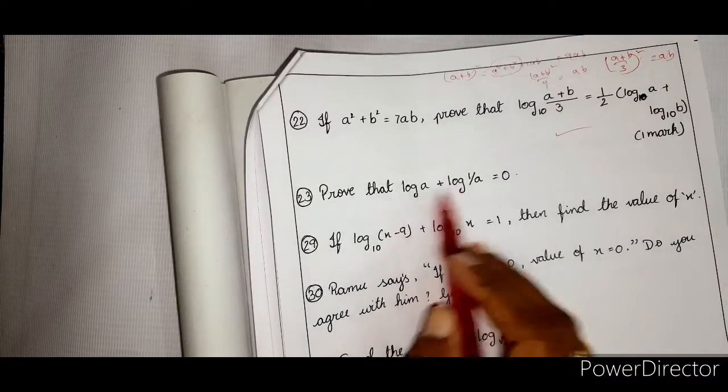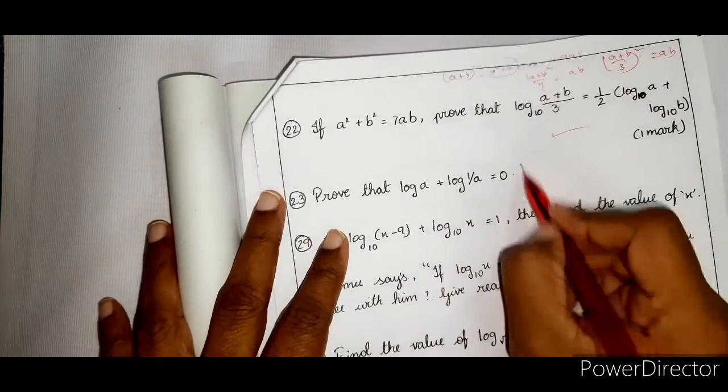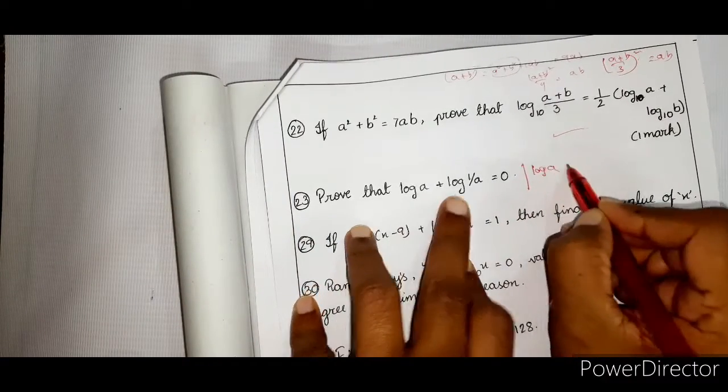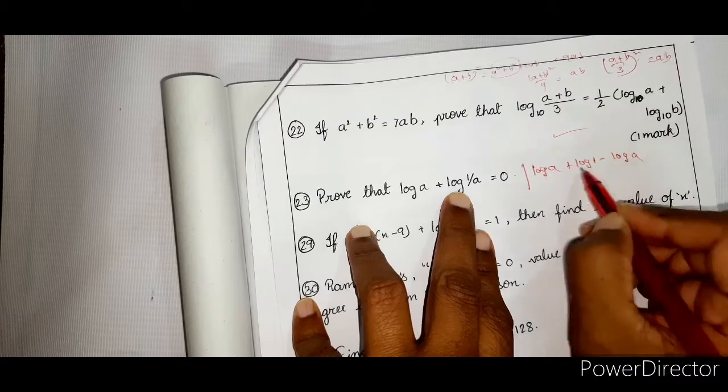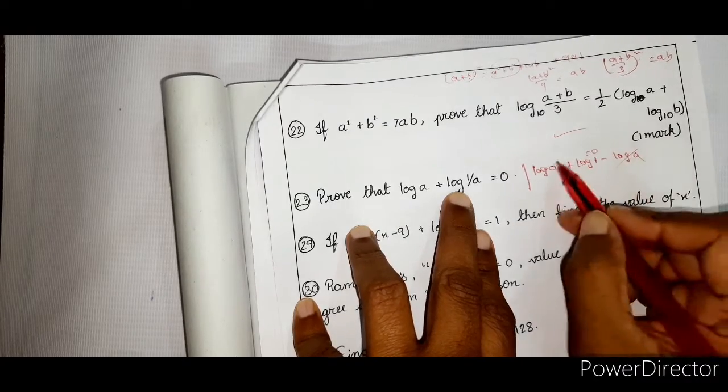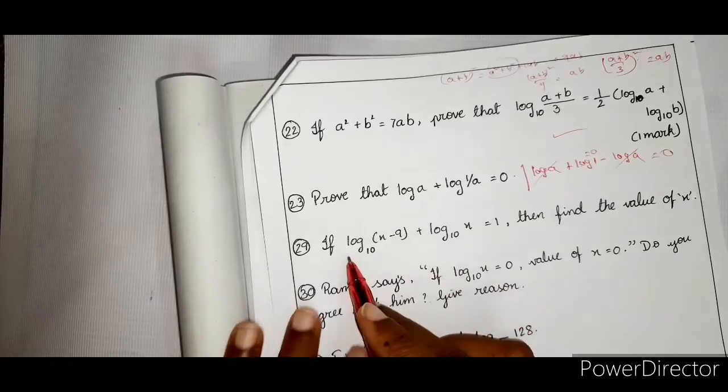Now prove that log a plus log 1 by a is equal to 0. Here only we will do log a plus log 1 minus log a. Log 1 is 0. Plus log a minus log a is equal to 0.